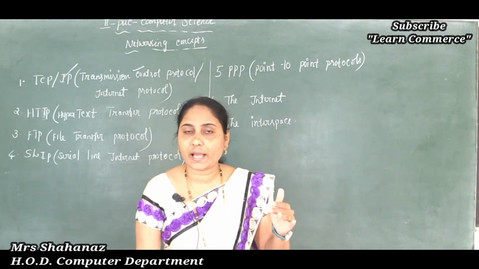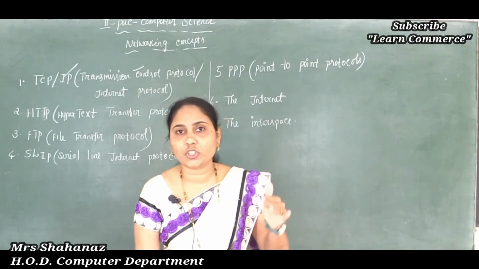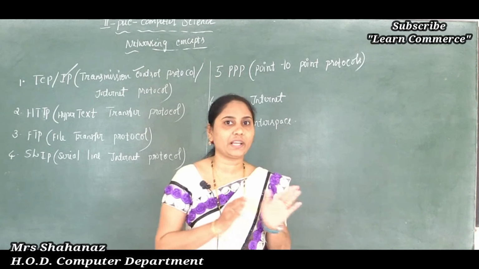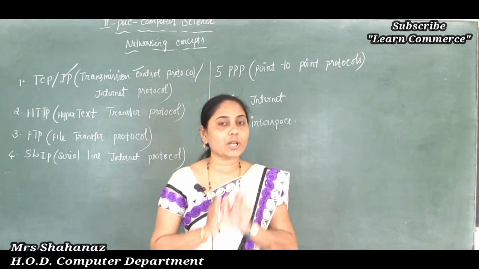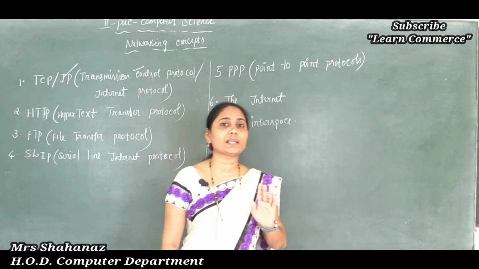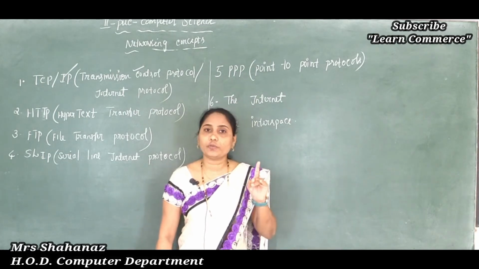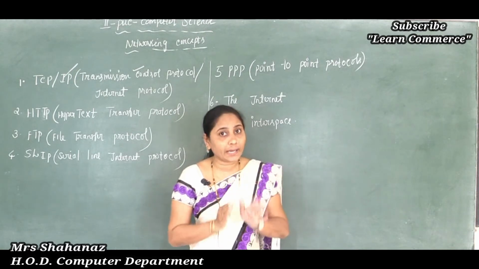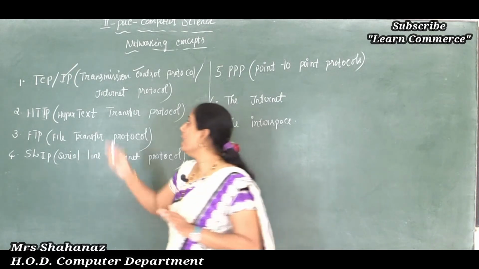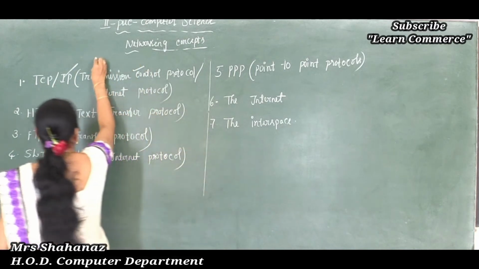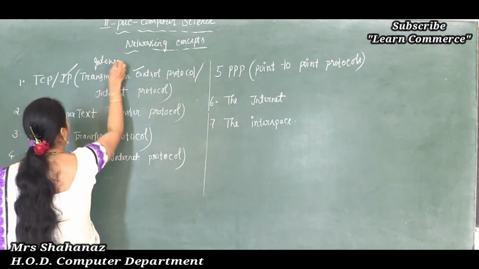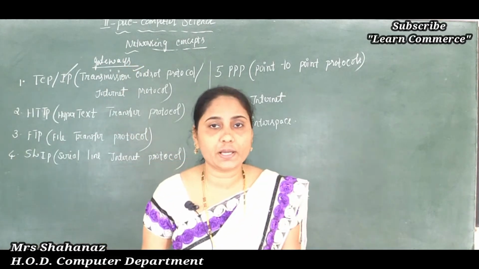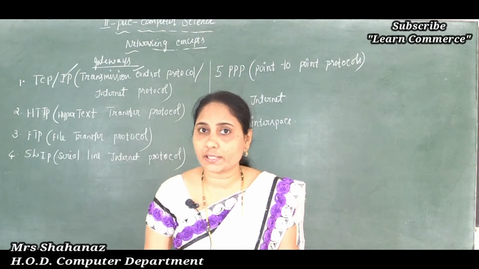This model assumes that there are a large number of independent networks. We know the meaning of network: interconnection of independent, autonomous computers is called a network. So the large number of independent networks are connected together by using gateways. Clear this point? All those independent networks are connected by using a device called a gateway. Now what about the gateways? So clear this point here.